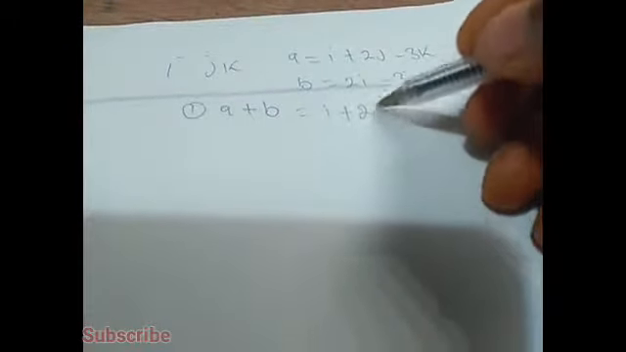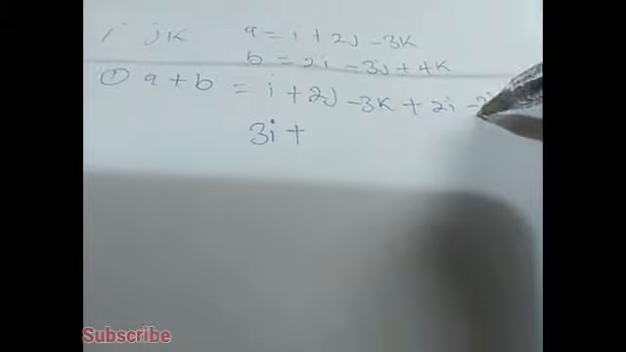So the first one is I plus I. Let me write it out. So I plus 2J minus 3K plus 2I minus 3J plus 4K. So I plus 2I is equal to 3I, plus 2J minus 3J. So you're having 2 and you're removing 3, which is impossible. So this is not going to be there. This is going to be minus J, then minus 3 plus 4.